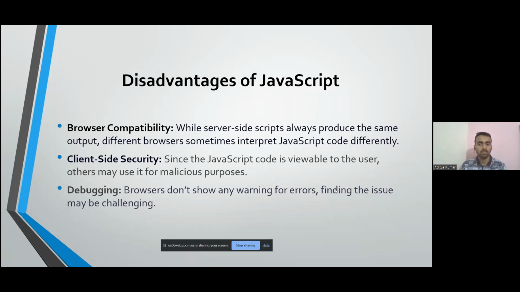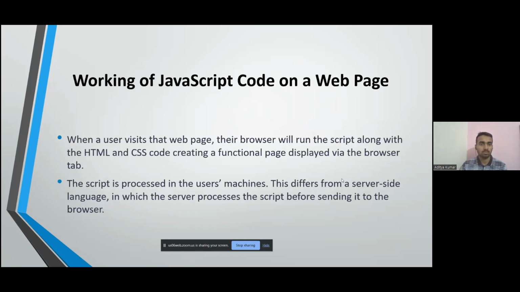Client-side security, so the JavaScript code is visible to the user, which makes it vulnerable to malicious purposes. Debugging, so browsers don't have a feature for any warning or detecting of errors, which is a challenging thing to face. Working of JavaScript code on a web page.